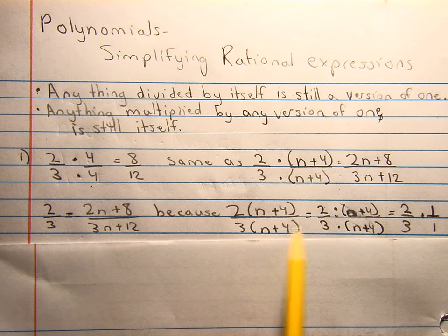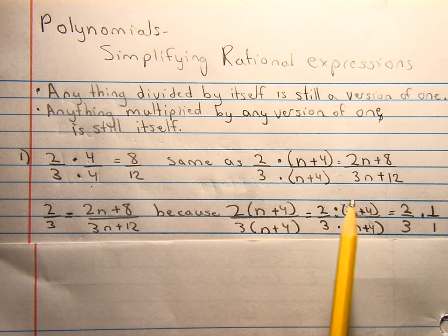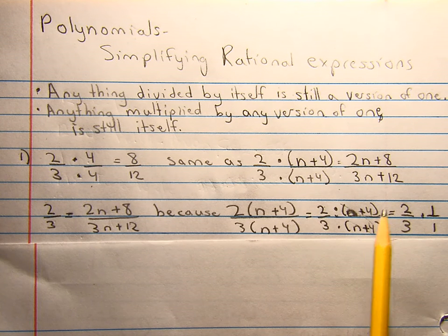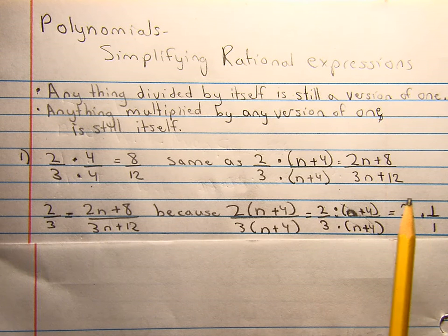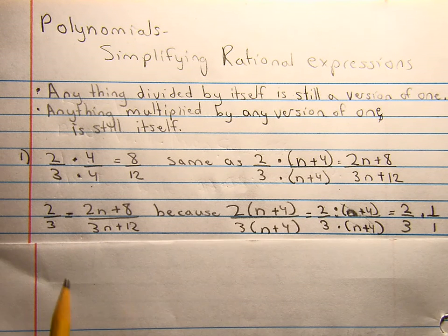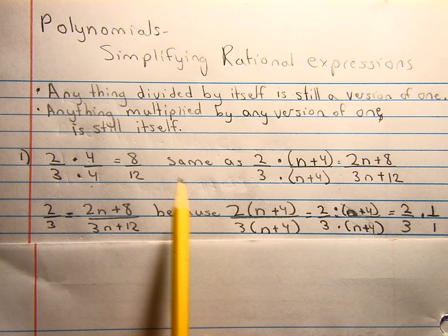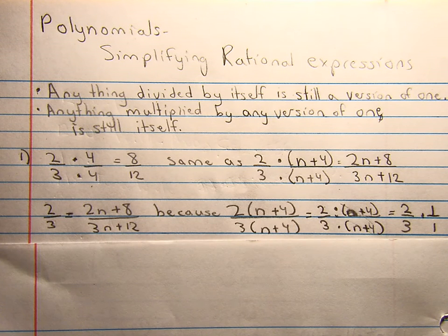And then you go, okay, well that's basically 2 times n plus 4 and 3 times n plus 4. And here these two numbers are divided by themselves, and anything divided by itself is still a version of 1. So basically you have 2/3 times 1, which we know is itself. So if you think about rationalizing expressions in this sense, then it becomes a lot easier.